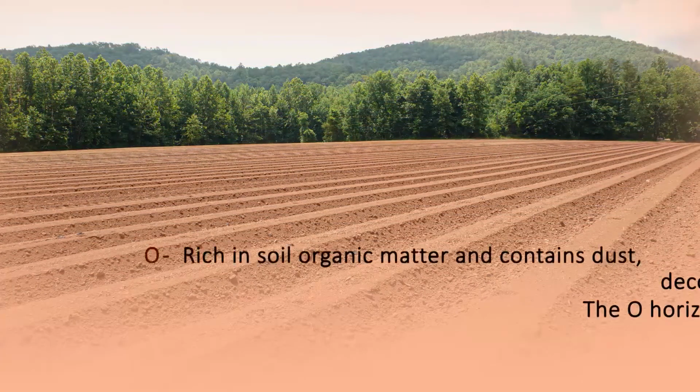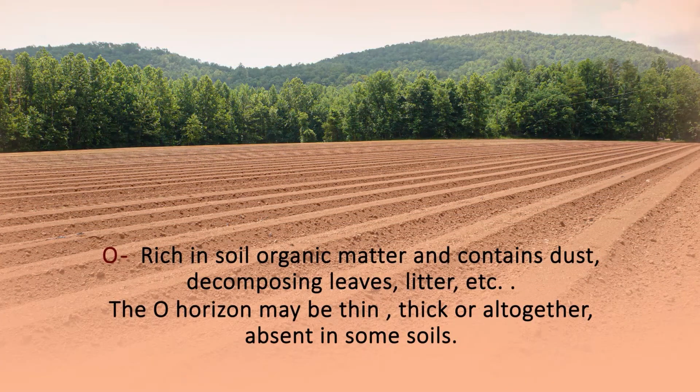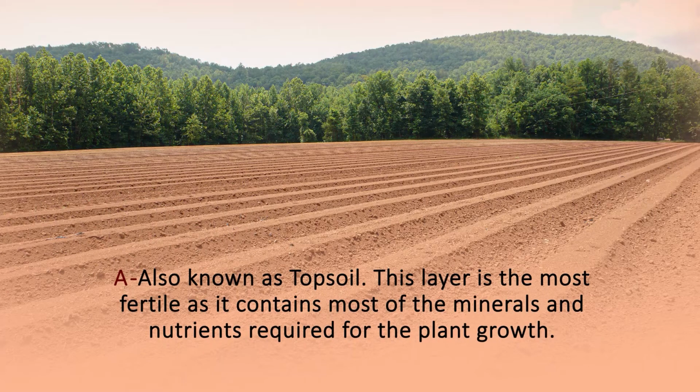Number one, at the top we have the O layer of the soil. This layer is rich in organic matter and it contains, for example, dust, decomposing leaves, litter, etc. This O horizon may be thin or thick and it is altogether absent in certain kinds of soils. So it is the layer on which we find the fallen leaves, the dust particles, the different scraps which are thrown here and there, that is the O layer of the soil. Then we have the A layer which is called the topsoil. It is the most fertile part of the soil and it contains most of the minerals and nutrients which are required for plant growth.